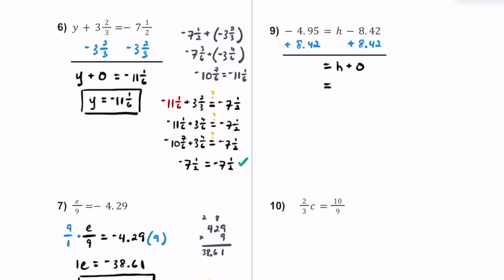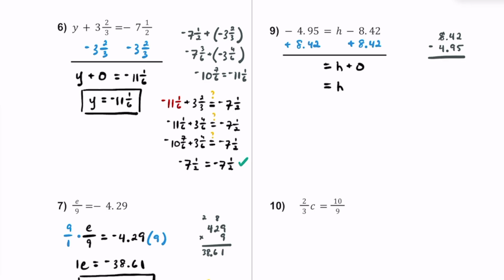And then we can use the identity property of addition and drop that 0 and just say we have h. On the left side of the equation, we have to figure out what this is. We can do that by taking the number that has the greater absolute value and subtracting the number with the smaller absolute value, and then think about the signs afterwards. So let's see, 8.42 minus 4.595.